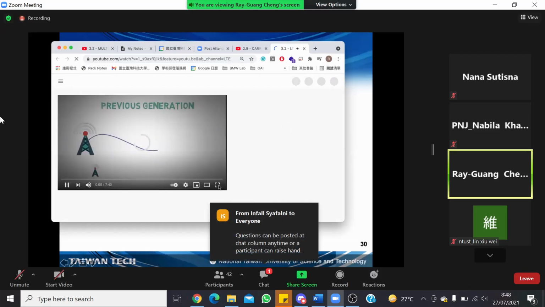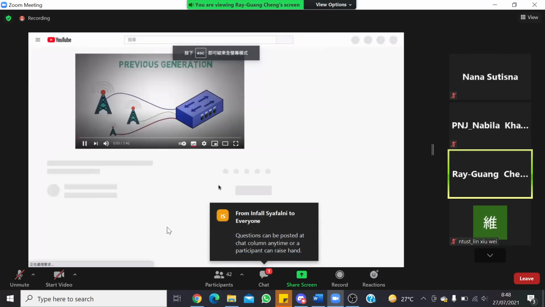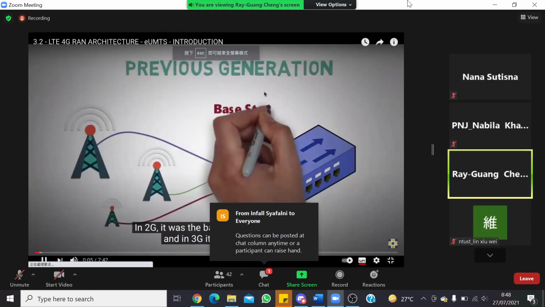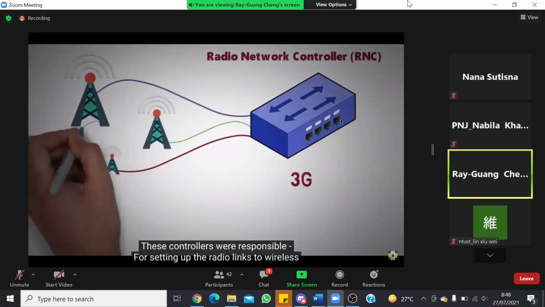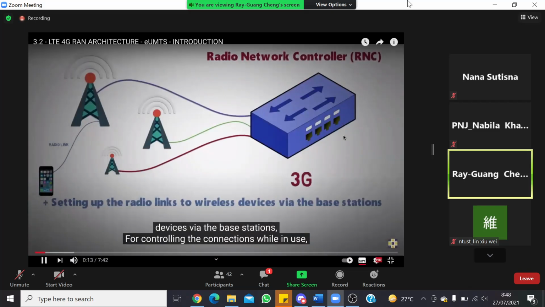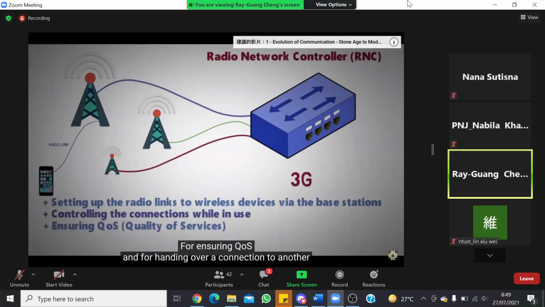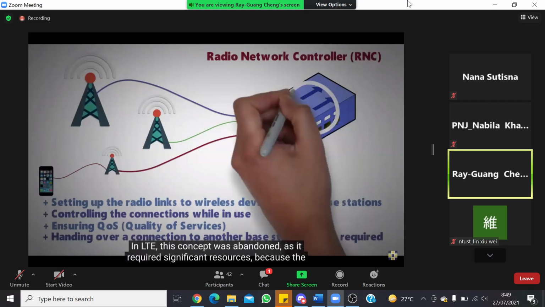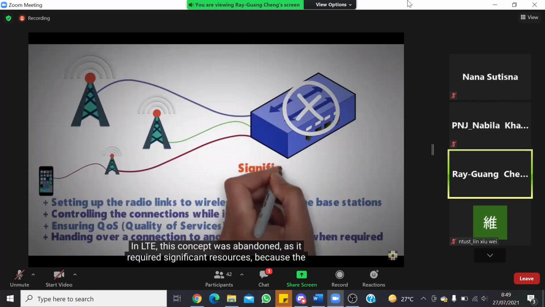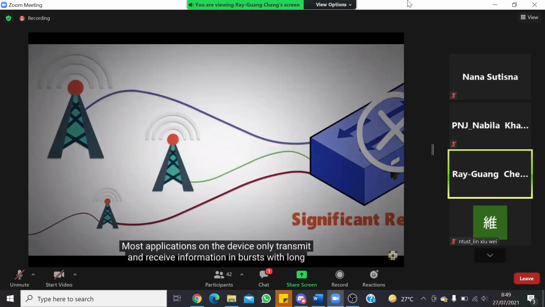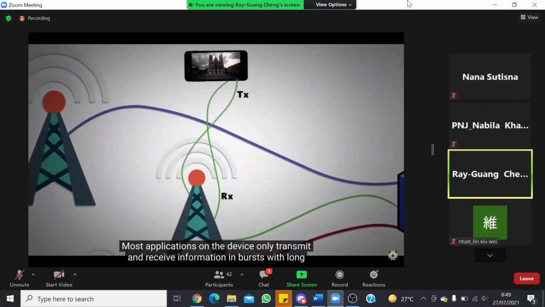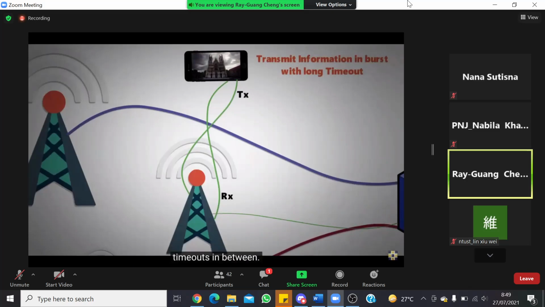In previous generations, base stations were controlled by a central device. In 2G, it was the base station controller, and in 3G, it was the RNC. These controllers were responsible for setting up the radio links to wireless devices via the base stations, for controlling the connections while in use, for ensuring quality of service, and for handing over a connection to another base station when required. In LTE, this concept was abandoned, as it required significant resources because the task was concentrated in few network nodes. Most applications on the device only transmit and receive information in bursts with long timeouts in between.